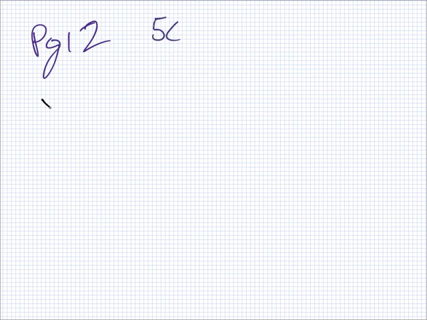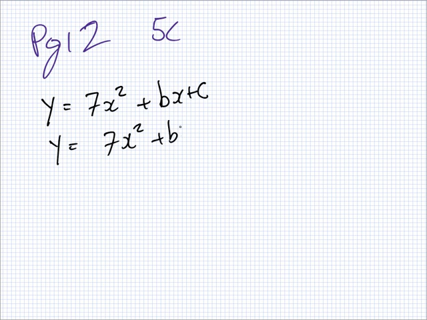Right. y equals 7x squared plus bx plus c. Now, we're told it crosses the y-axis at 24. So that means when x is 0, y should be 24, which means c has to be 24. No choice about it. Now, the vertex is supposed to happen when x is 2. So let's see where the vertex is.